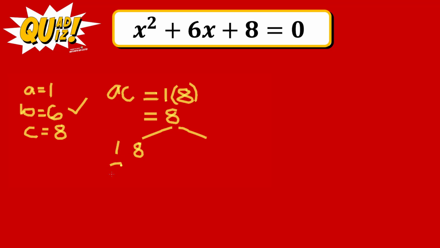We also have 2 and 4. We could also use -1 and -8, as well as -2 and -4. These are the 4 pairs of factors that when multiplied will get AC, which is 8. We would know that the given trinomial is factorable if there is a pair here when added will result to b, which is 6.